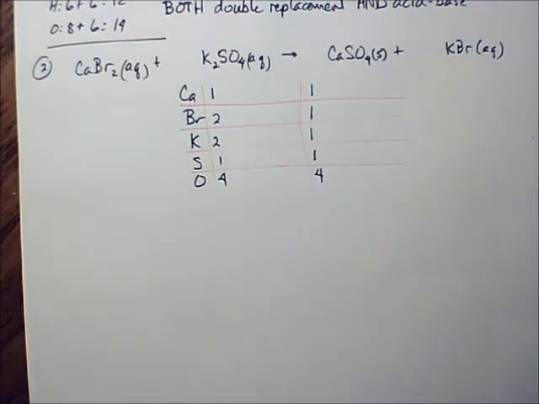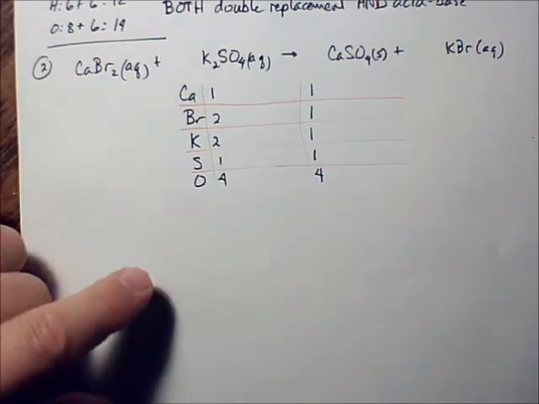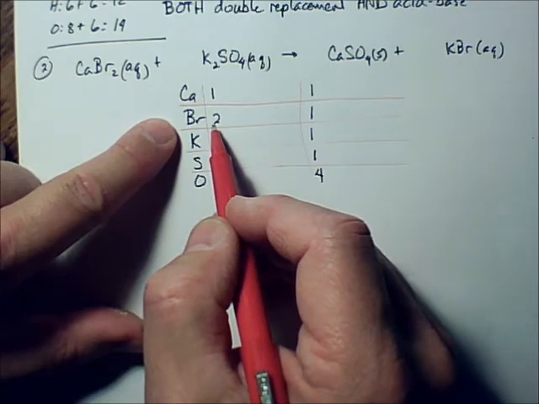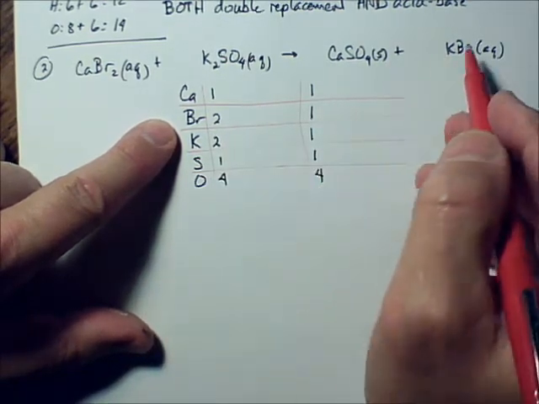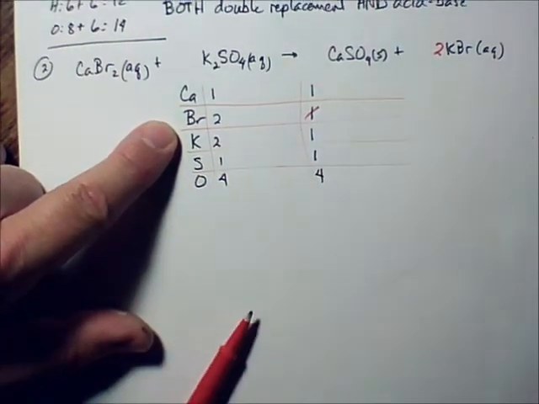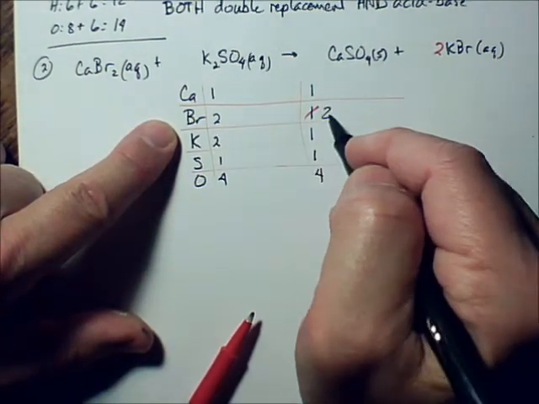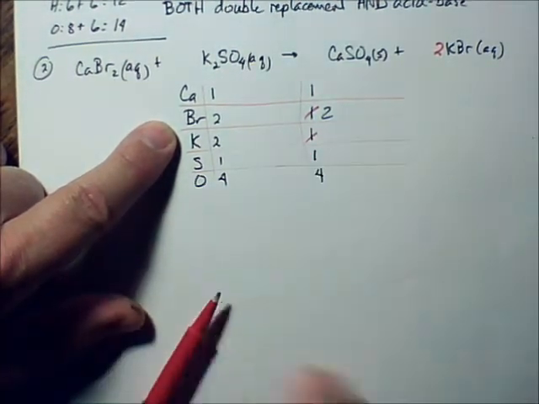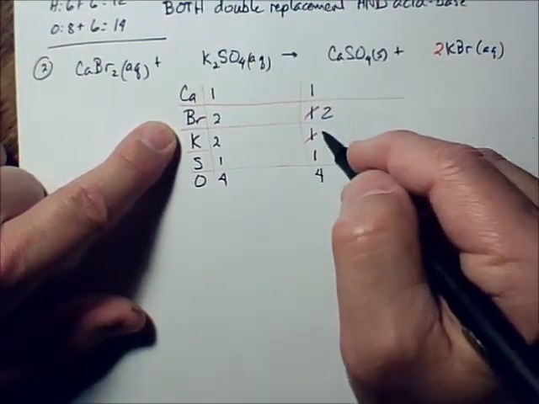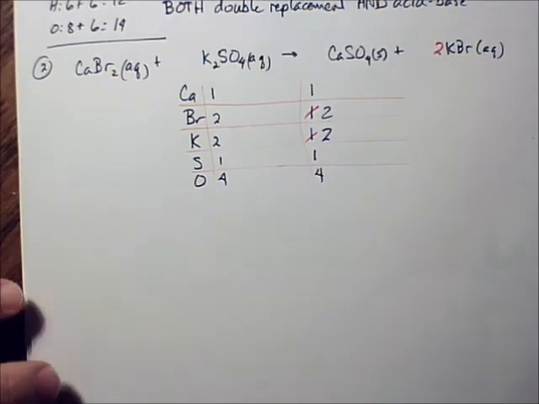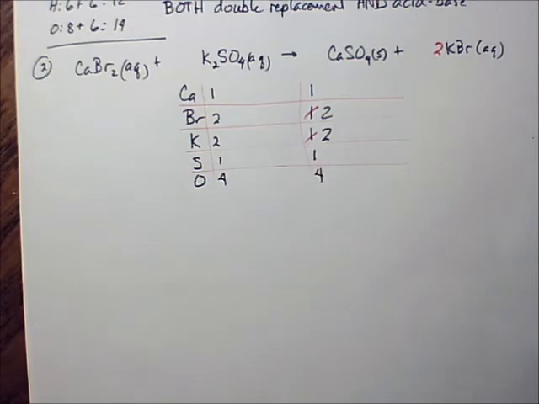We're going to save oxygen for last, but it's already balanced. Let's start with bromine. In order to get 2 bromines on the right, I need to put a coefficient 2 here. That's going to change the number of bromines to 2, but it's also changing the number of potassiums. And that changes to 2. And that one's balanced already. Alright? That was pretty straightforward and easy, right?